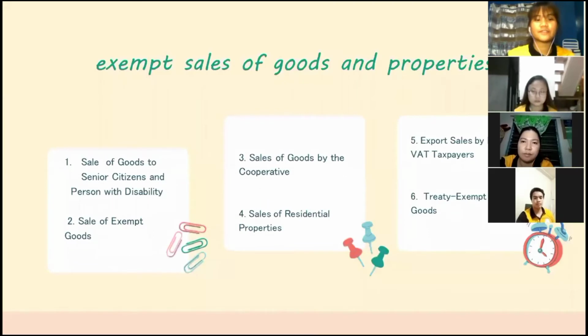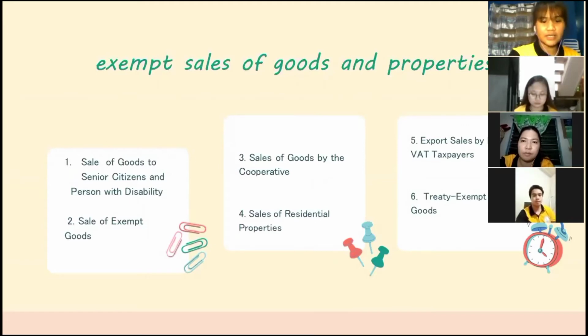So here I have 6 examples of exempt sale of goods and properties. So first is the exempt sale of goods to the senior citizen and person with disability. Aside from the VAT on the sale, the senior citizen and person with disability are also entitled to 20%.